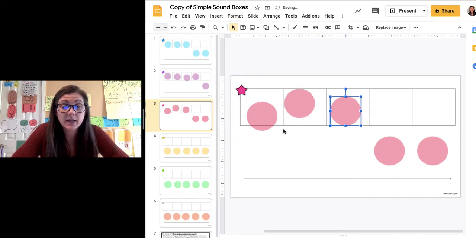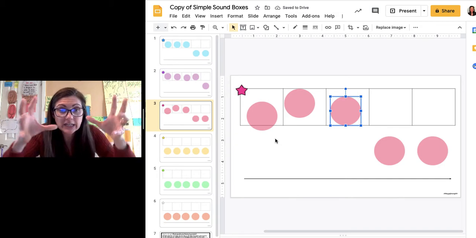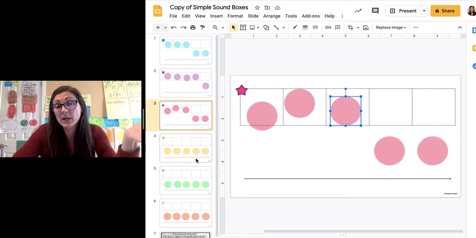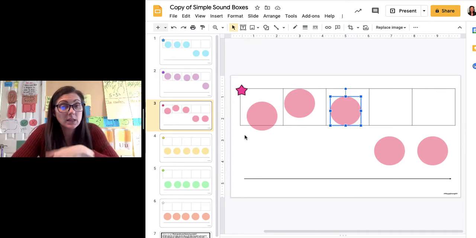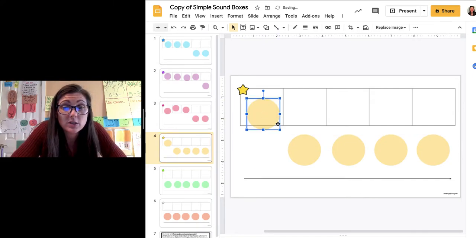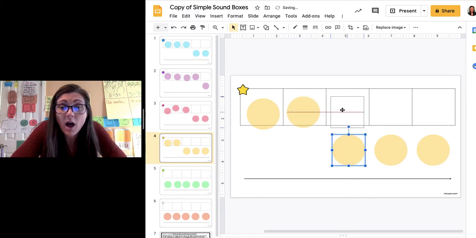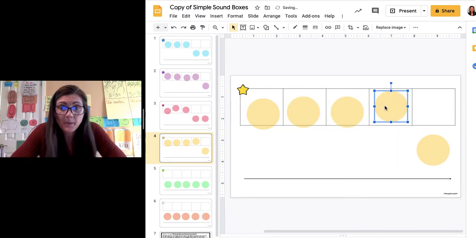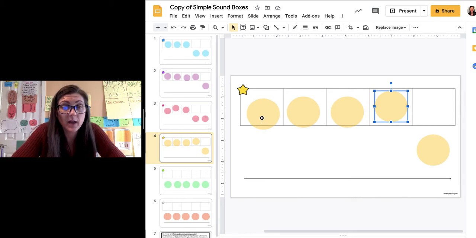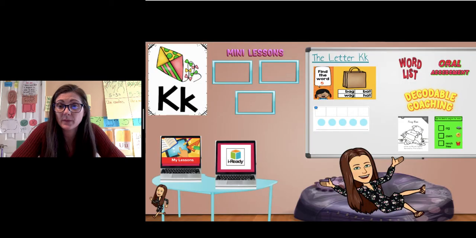Okay. This is good for phoneme segmentation. That's what you're doing. You're taking the words apart into their sounds. So if Mrs. Hill says a word and I say, what are all the sounds you hear? This is what you're telling me. For instance, trot. So what are all of the sounds that you hear in trot? T. Okay. So you can work on these sound boxes on your own. You'll just need someone to give you a word, and then you can move the little dots into the sound boxes.